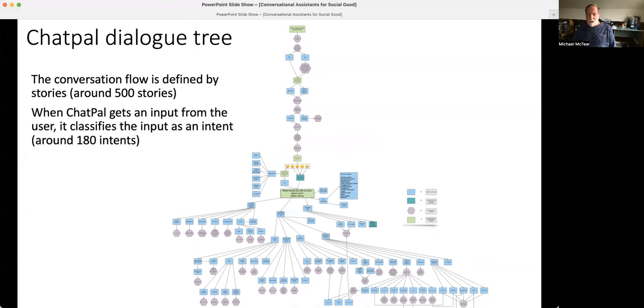And then when ChatPal gets an input from the user, it would classify that input as an intent. There were around 180 intents in the project, and the intent would be interpreted as part of the story. And this would then all come together in a coherent conversation. So it's not the case that the stories were actually implemented as a complete dialogue tree. They were implemented as minor parts of the tree, subtrees of it. And then these then came together during the actual interaction.